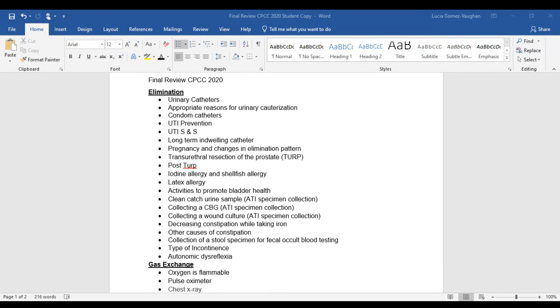So again, with the TURP, it's a continuous bladder irrigation. So whatever solution the provider prescribes is flushing into that bladder. So you have to take into account anything that was flushed into the bladder, and you'll subtract that from all the output in the drainage bag to get the amount of urine.